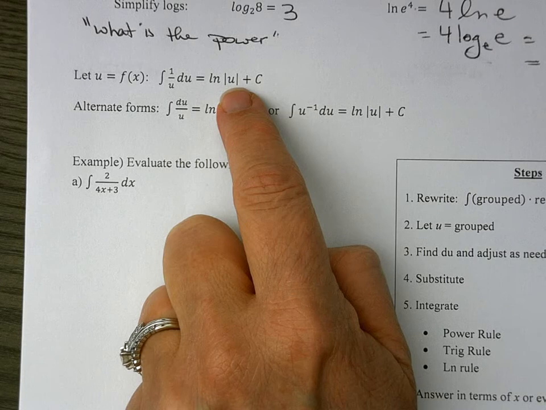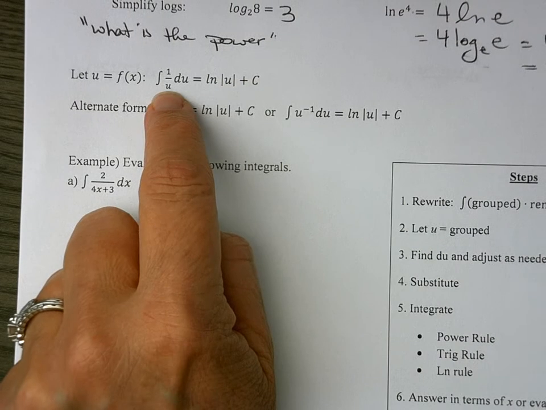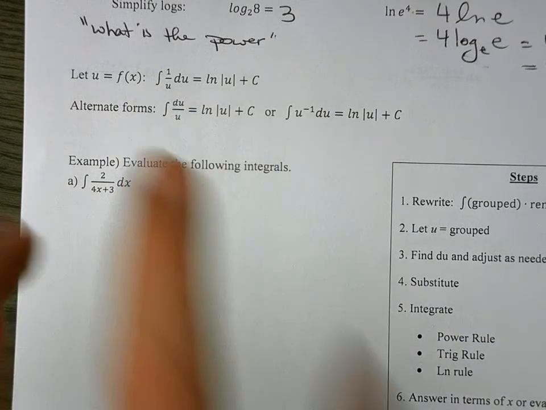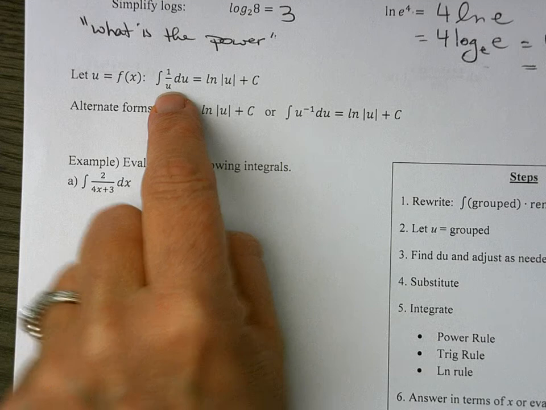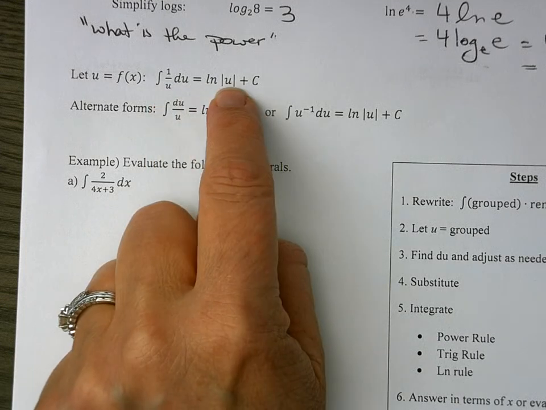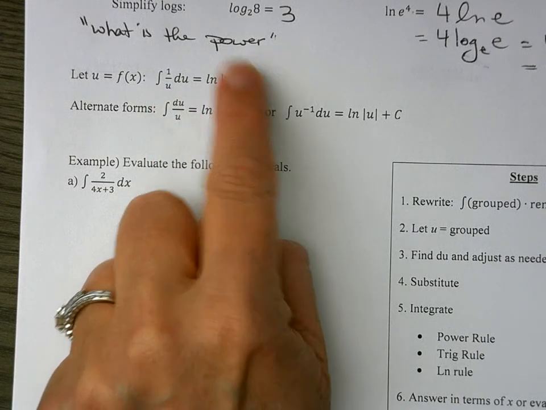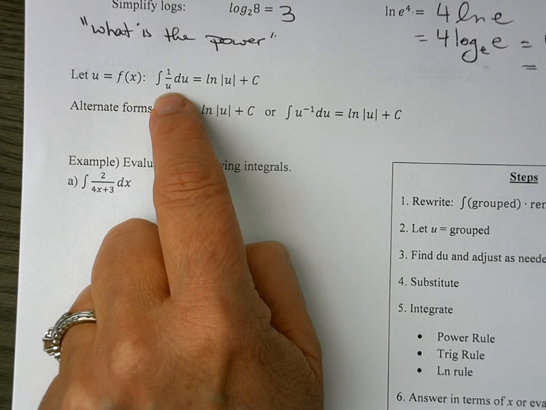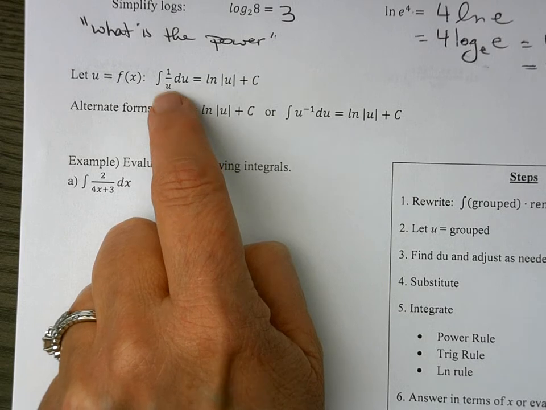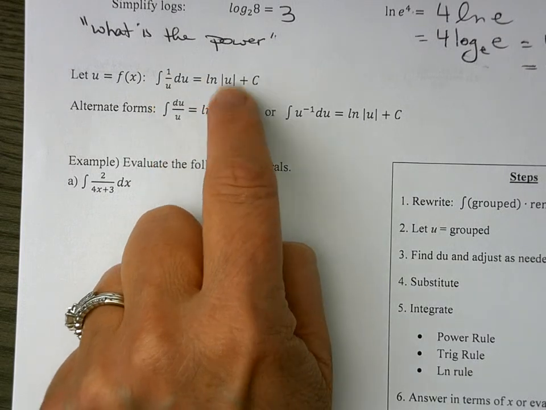And we do absolute value because this does not have a domain restriction of positive versus negative, but this does, right? Natural log can only be positive, but over here, this could be whatever. Could be positive, could be negative, doesn't have a restriction. So we have to put that absolute value in there.